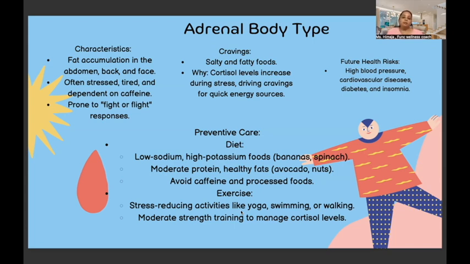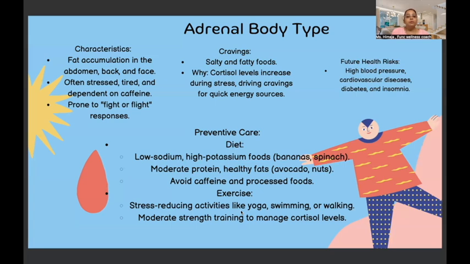Whenever a person is in stress, automatically they will go into cravings and want to grab and eat something, so that some quick energy will be released into their body, so that the body can be protected from the stressful conditions. And what are the future health risks of the adrenal body type? The person may go into high blood pressure, cardiovascular diseases. They may get affected with diabetes or insomnia, that means lack of sleep also.